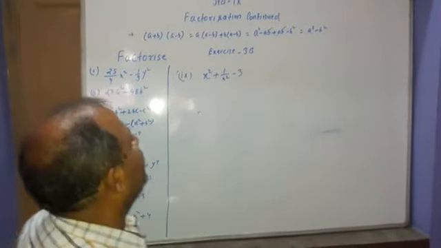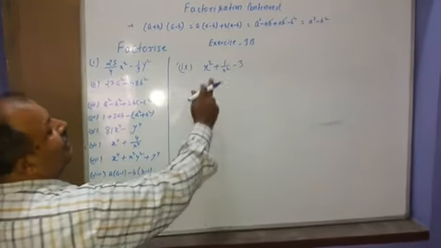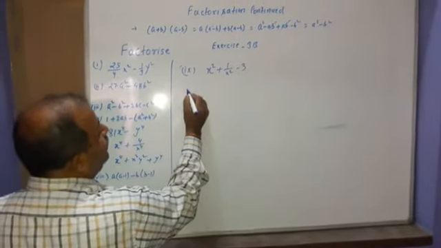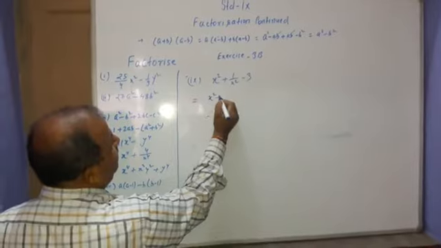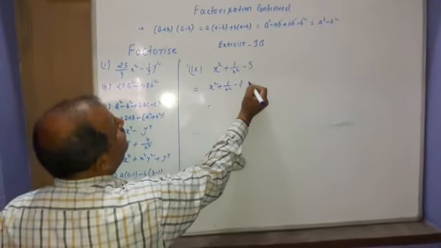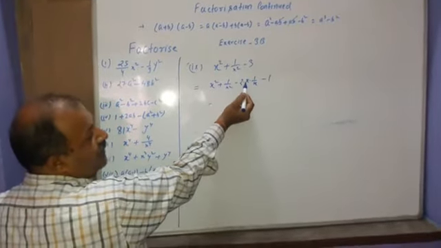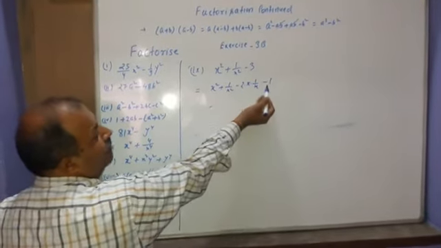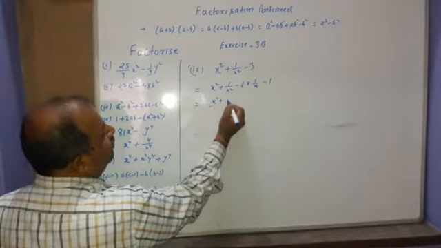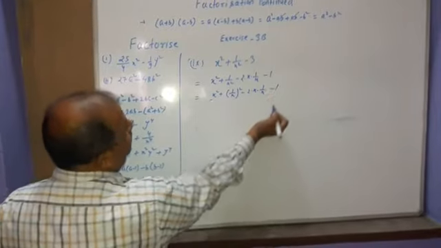Now we have to solve the 9th problem. What is that? x square plus 1 by x square minus 3. Here we have to do our own arrangement. That is x square plus 1 by x square minus 2 into x into 1 by x, and minus 1. The x will be cancelled, then we are left with minus 2 and minus 1. This will be minus 2. Now it is x square plus 1 by x square minus 2 into x into 1 by x, minus 1.